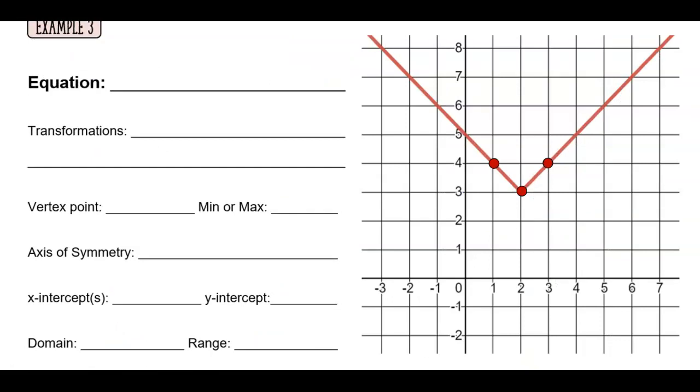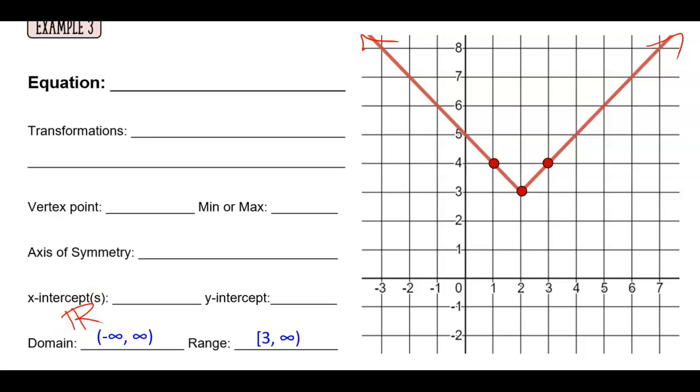Hey, so what's the range of this graph? We're going from bottom to top. How far down does it go? 3. How far up does it go? Infinity. These are implied arrowheads, so let's write those real quick. From 3 to infinity is the range, and we know the domain is all real numbers, from negative infinity to positive infinity.